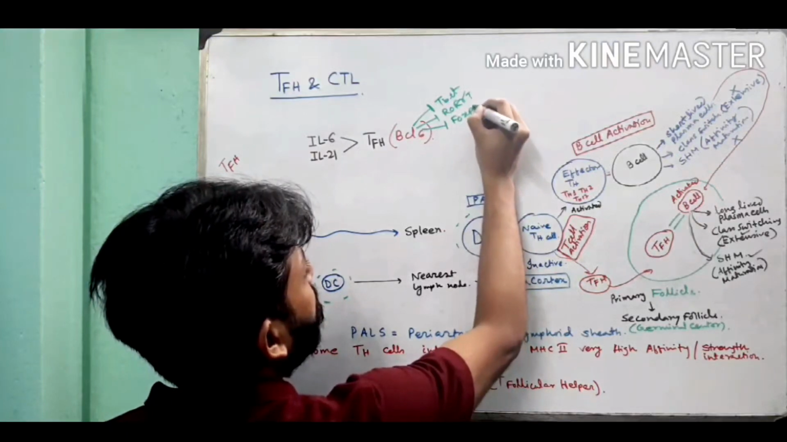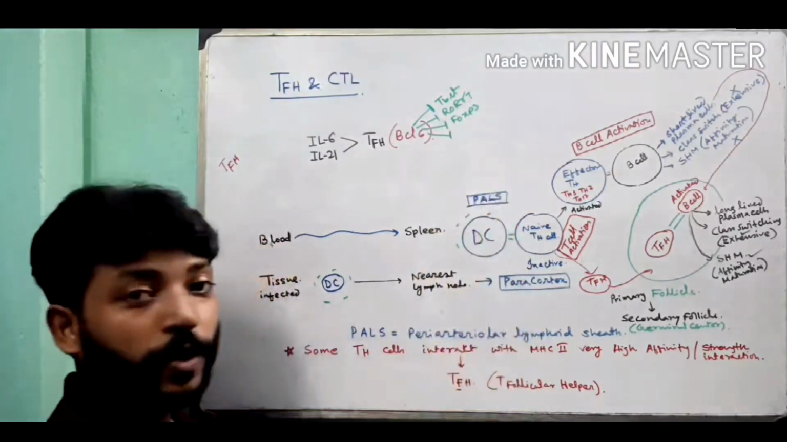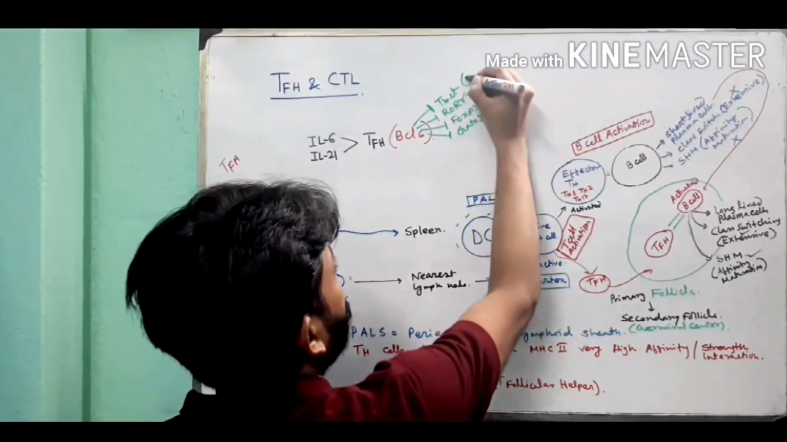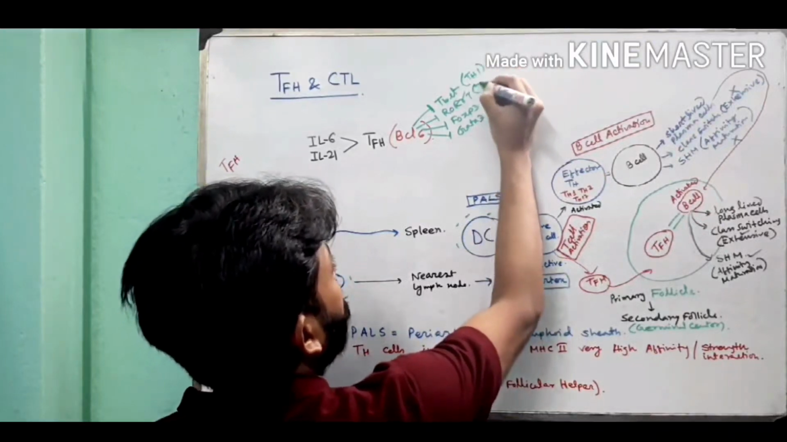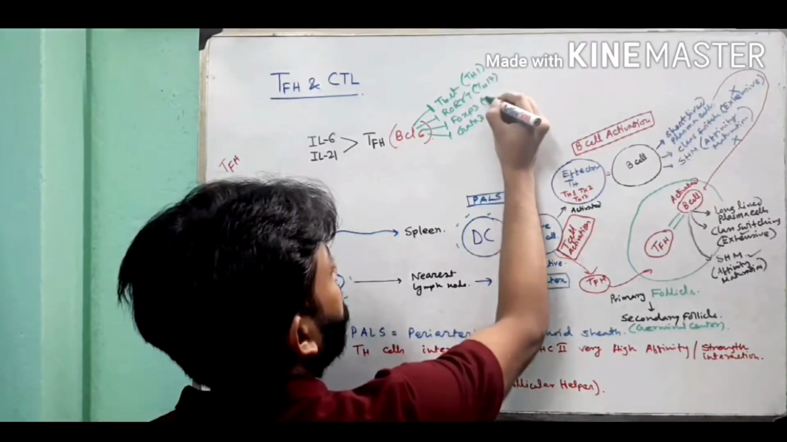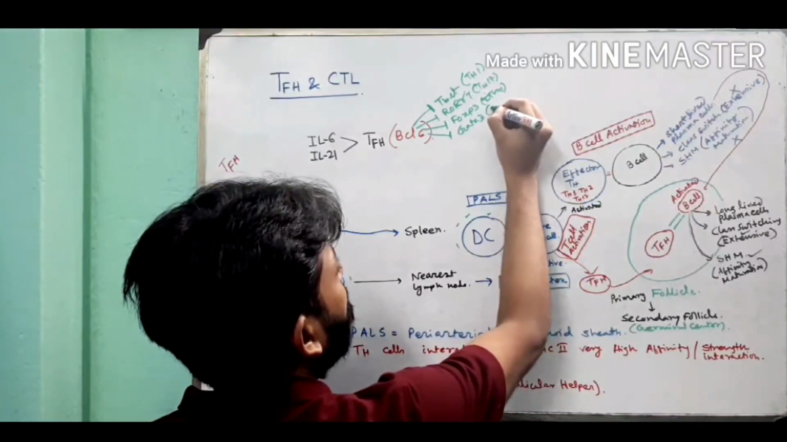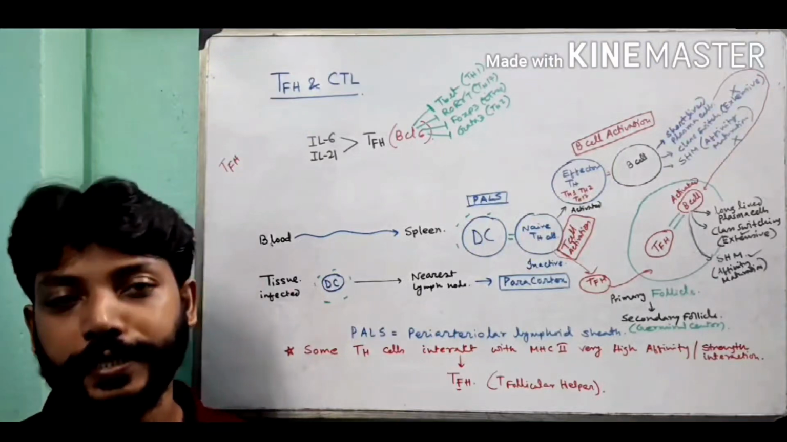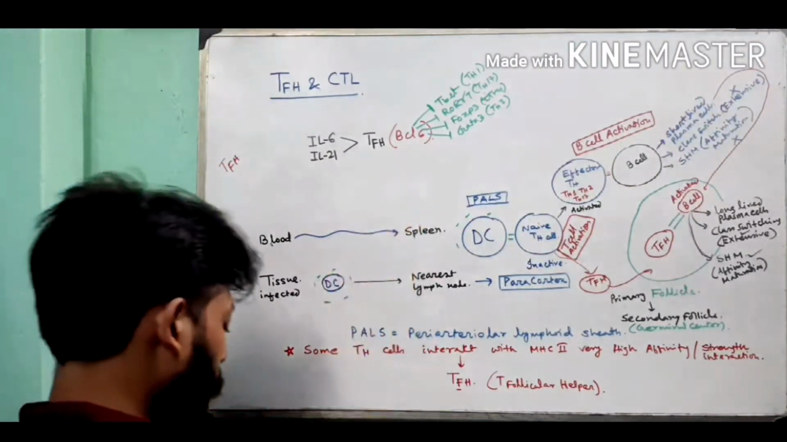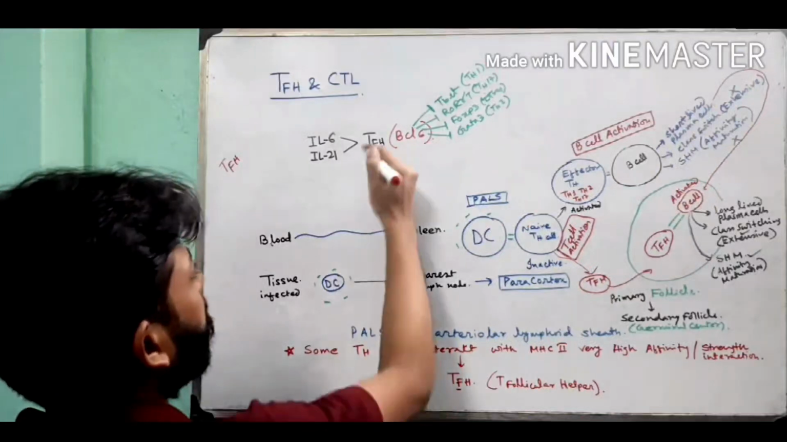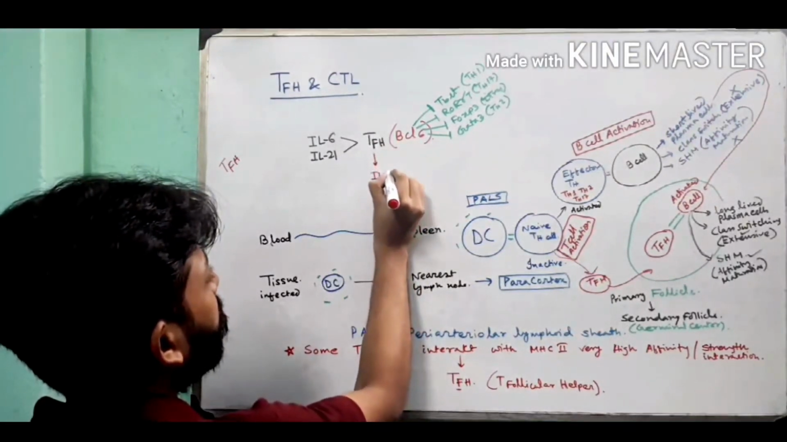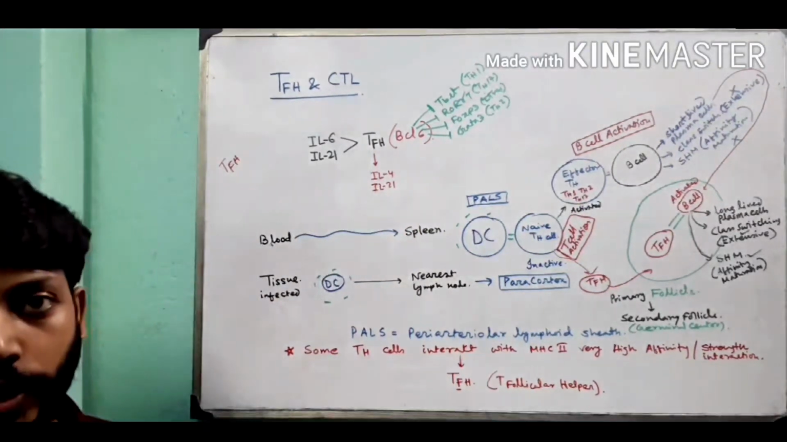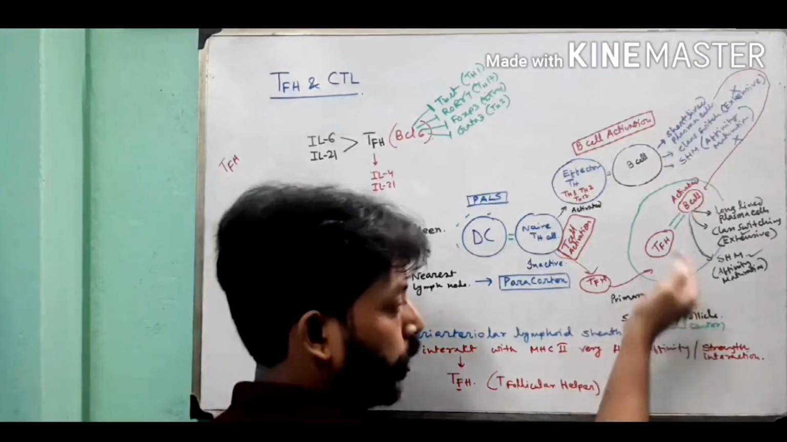can inhibit FOXP3, can inhibit all these transcription factors. It can inhibit GATA3. So it can inhibit TH1, TH17, Treg, and TH2. So this molecule can inhibit all other cell types. Okay, and these T follicular cells can also secrete the cytokines IL-4 and IL-21.